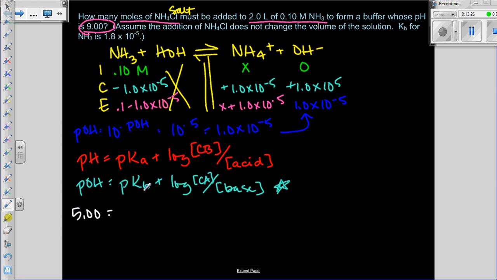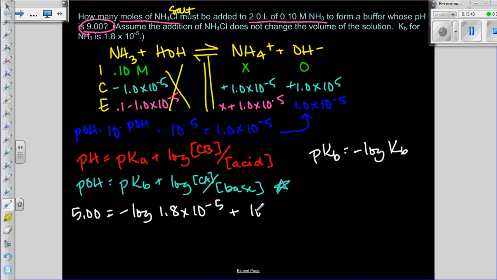That is equal to pKb. Remember that pKb is equal to the negative log of Kb. So that is negative log of 1.8 times 10 to the negative 5th plus the log of the conjugate acid. If this is my base, then this is my conjugate.